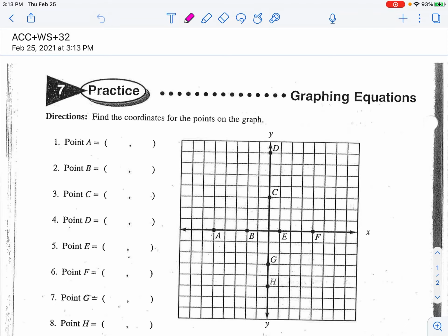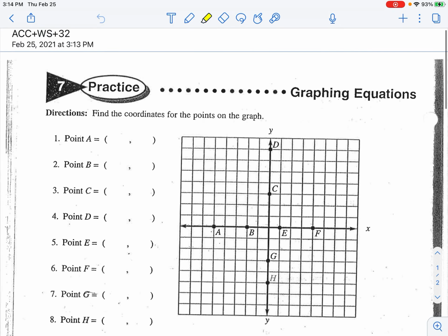Good morning. All right, we're going to start working in the coordinate plane with some graphing. So the first thing we're going to do is just review the basics. I'm sure that as soon as we start on this, you guys will go, oh, I remember that now.